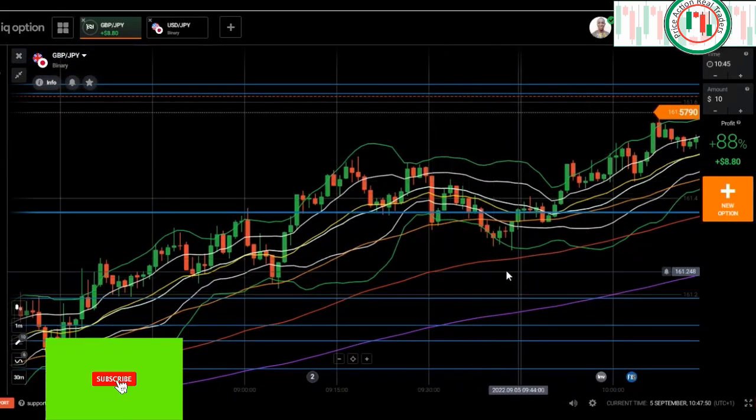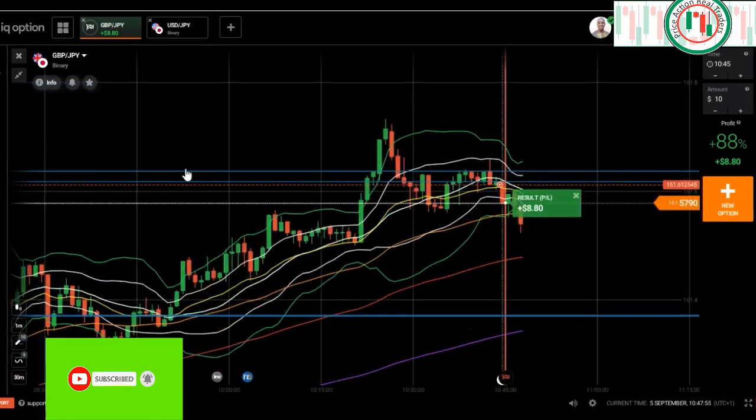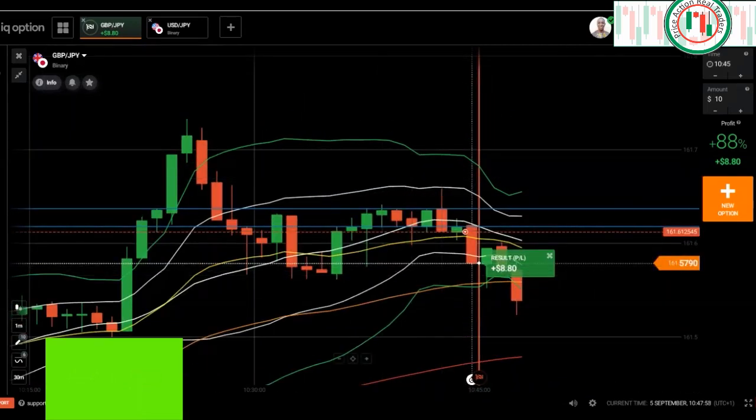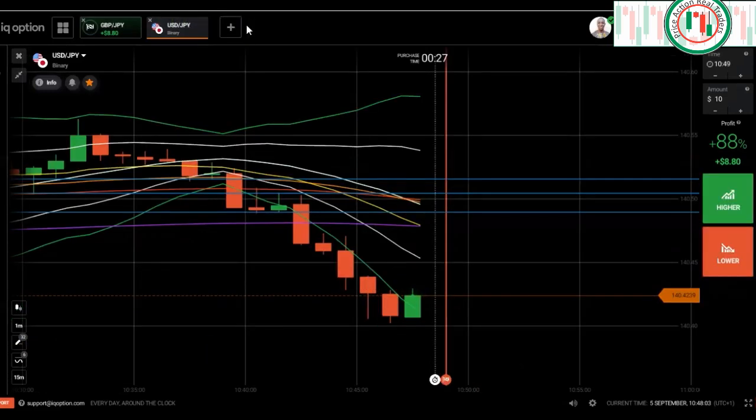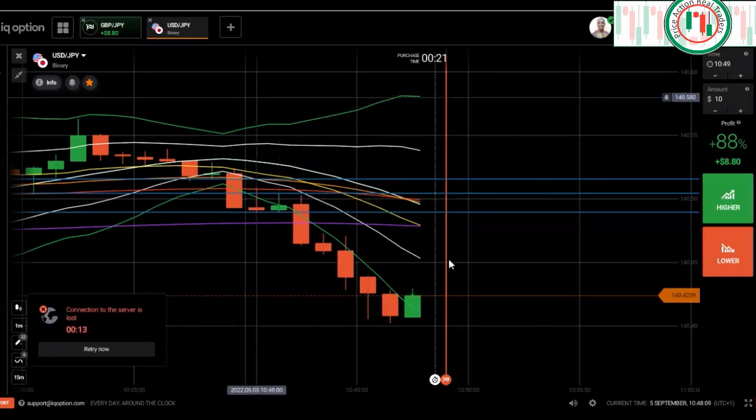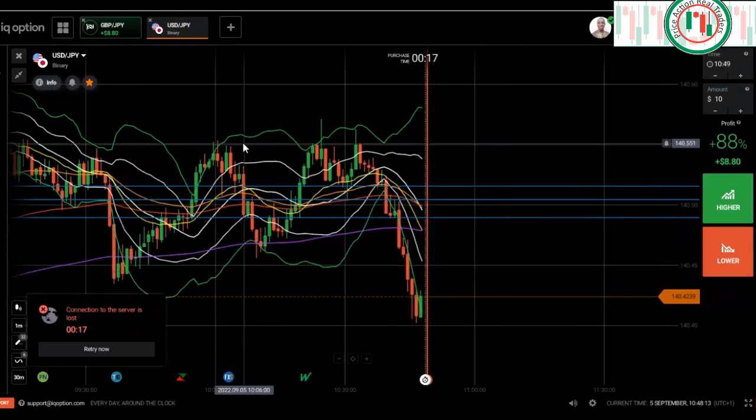Even though the EMA showed strong uptrend, Bollinger showed that you are in ranging mode. So this is the way that you read trend. So let's continue.